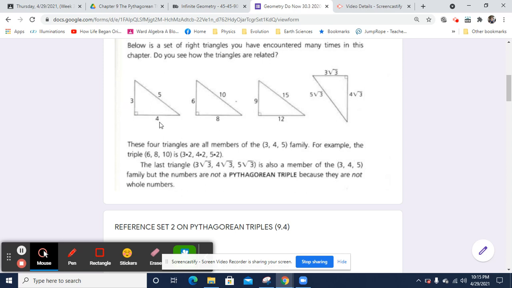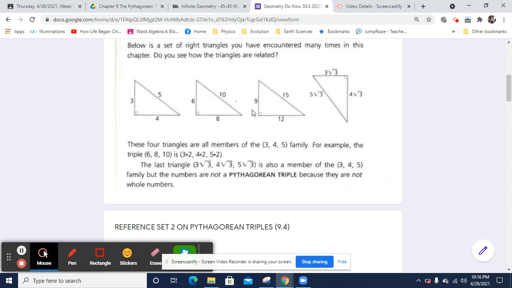So this is the 3, 4, 5. It's the most famous basic Pythagorean triple. 3 squared is 9, 4 squared is 16. 9 plus 16 equals 25, which is 5 squared. And this is 6, 8, 10. Each one has been scaled up by 2. 6 squared is 36. 8 squared is 64. 36 plus 64 is going to equal 100, which is 10 squared.